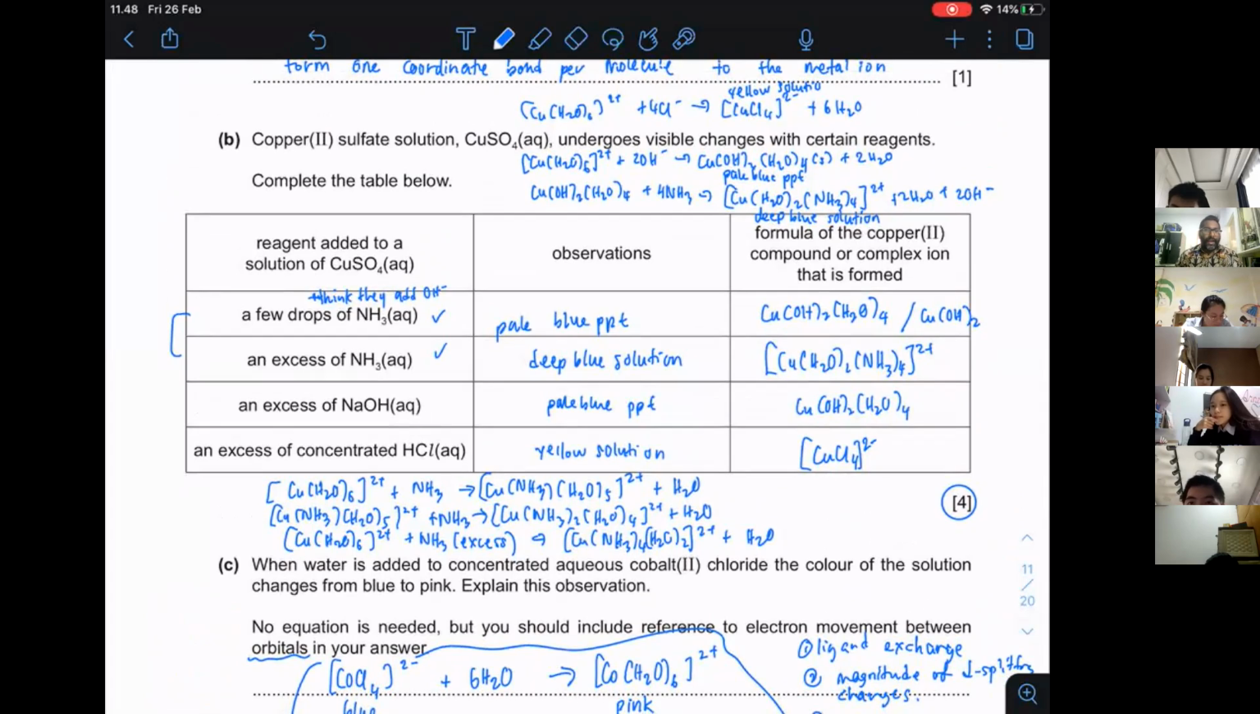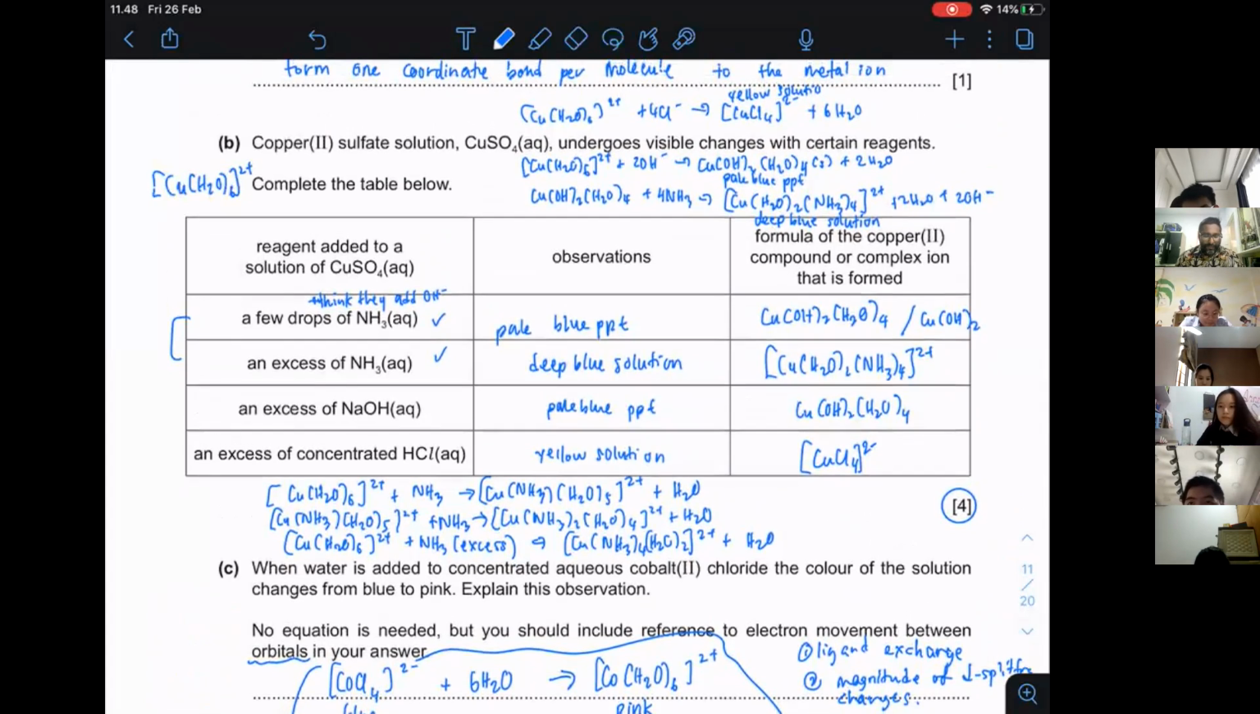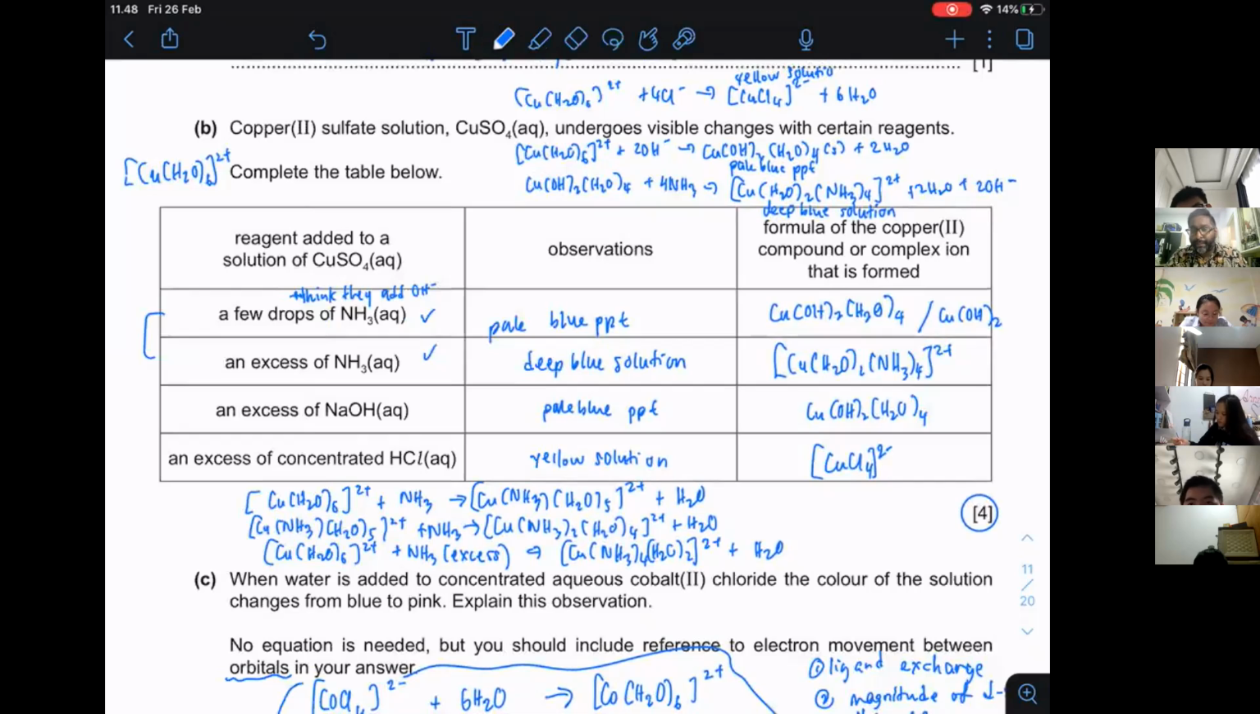Whenever I have copper sulfate, copper sulfate is in the form of [Cu(H2O)6]2+. So now when I add a few drops of ammonia, what you need to remember? The thing that you need to remember when you just add a few drops of ammonia, and the difference from when you're adding excess ammonia. For a few drops of ammonia, we are going to assume there is no ammonia. Just assume you are not adding any ammonia.